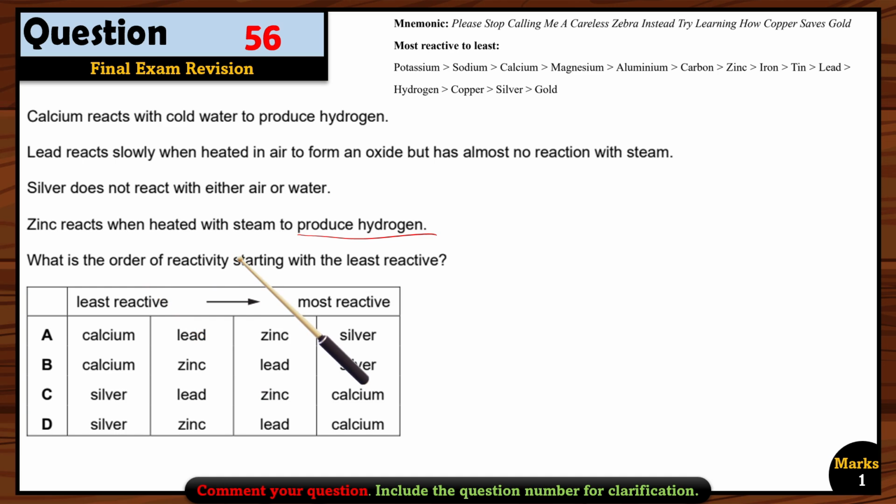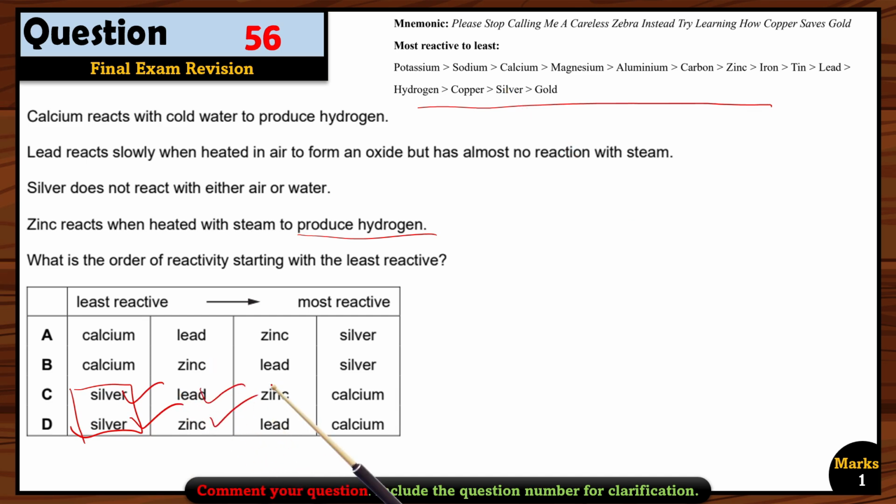If you look at this one, you just have to memorize. I already have told you that you have to memorize this mnemonic, and then you will remember which one is the most reactive and which one is the least reactive. So the least reactive will be, of course, silver, because it is here in the reactivity series. So these two options can be right. Now after silver we have, can you see the lead? So lead or zinc, both options can be the right one.